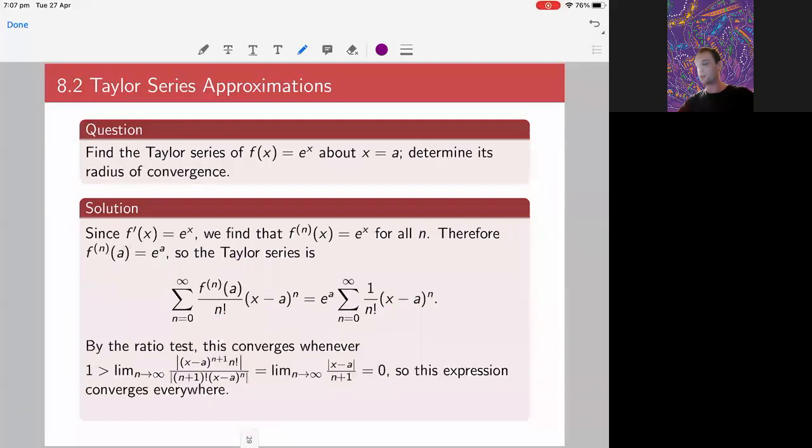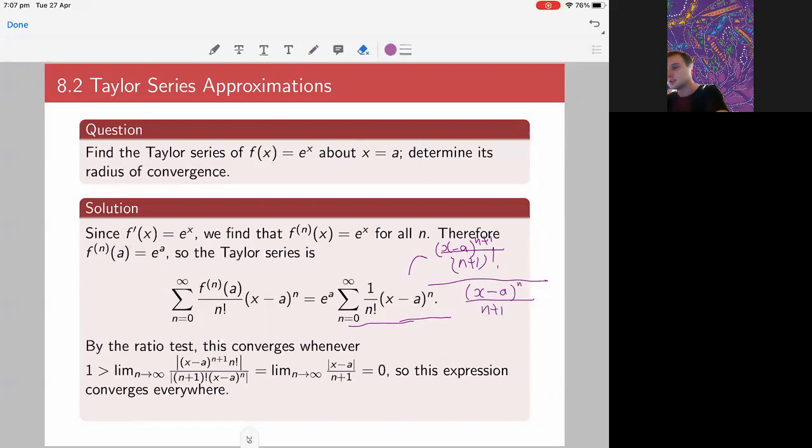Let's again use the ratio test. Now, to use the ratio test, we need to look at these terms here. We need to evaluate this term for n plus 1 and then divide it by the same term for n. So the n plus 1th term is this, and the nth term is (x minus a) to the n divided by n factorial.